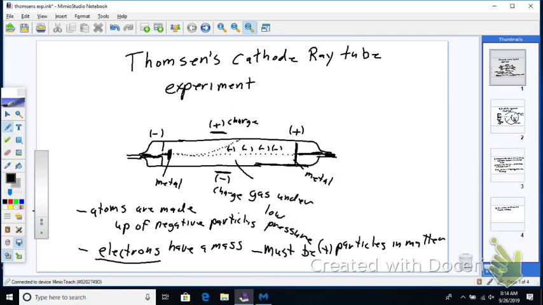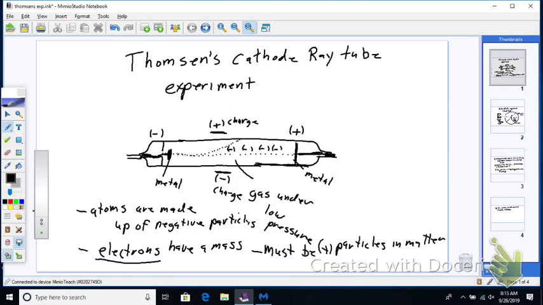So these atoms are made up of negative particles. Why? Well, it was affected by negative and positive charge, where it was attracted to the positive and repelled by the negative. And we all know that a basic understanding of physical science is that opposites attract in charges. Then the electrons have a mass, and then we had that little wheel. If it was light, that wheel wouldn't move. But we know that there was something that had a mass that was hitting that wheel that caused it to go across. So there was another reason.